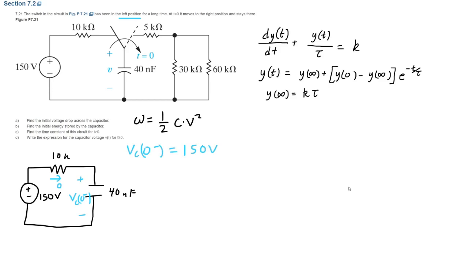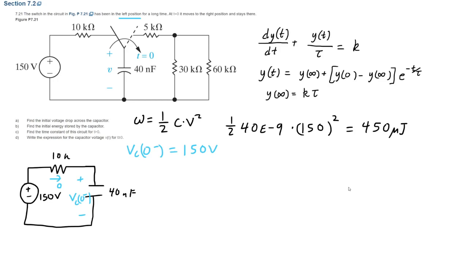So now we want to find out the initial energy stored. We're going to use this formula. Punch in 1/2 times 40 nanofarad times the initial voltage squared, which is going to be 450 microjoules. Assuming I didn't make a mistake.